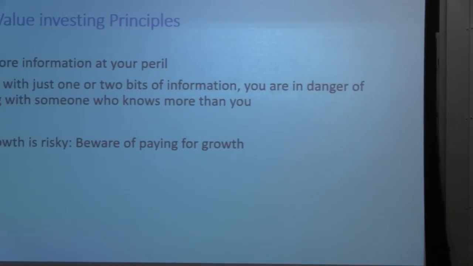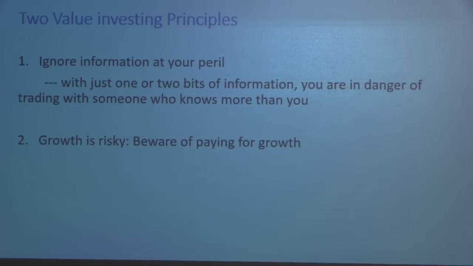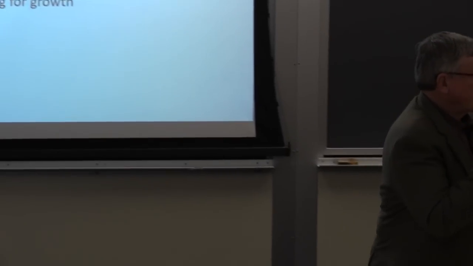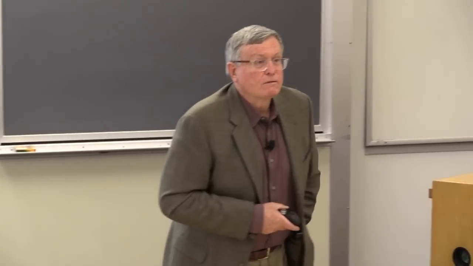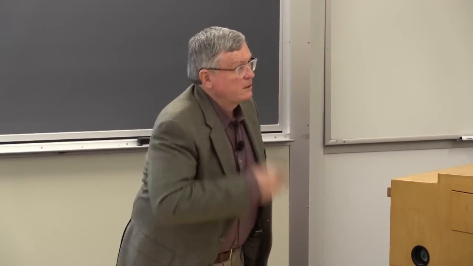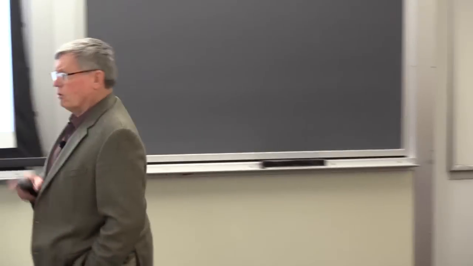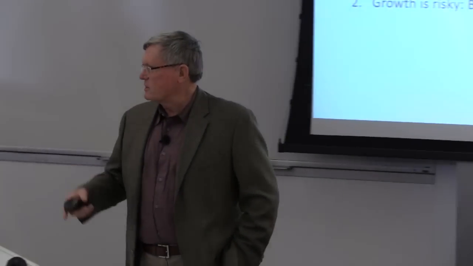Now, Columbia here, of course, is the School of Value Investing, and value investing works under certain principles. Two of those principles are on the board here. One is, ignore information at your peril. If you're just using two pieces of information, earnings and book value, for example, perhaps they're important pieces of information because earnings is the bottom line number in the income statement and book value of equity is the bottom line number of the balance sheet. But using only two pieces of information, you're in danger of trading with someone who's used more information. Someone who's done their homework.